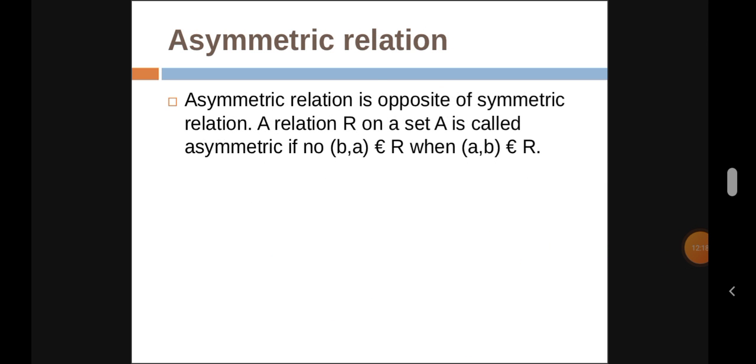Next is asymmetric relation. Asymmetric relation is the opposite of symmetric relation. A relation R on a set A is called asymmetric if no (B,A) is an element of R when (A,B) is an element of R. That is, if (A,B) is an element of R, then (B,A) cannot be an element of R.